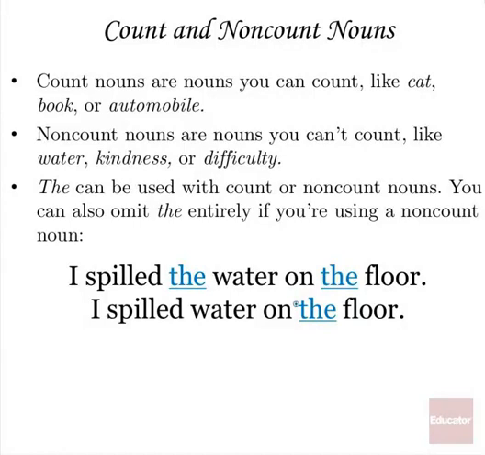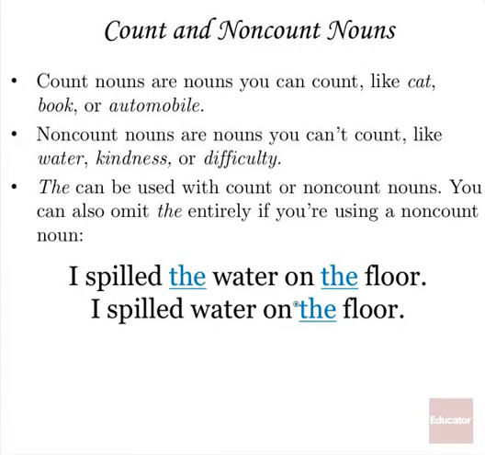All right, count and non-count nouns. Do you use the for those or not? Well, first of all, what are count and non-count nouns? Count nouns are nouns you can count, like cat, book, or automobile. One cat, two cats, three cats. It's a count noun. You can make it plural. Non-count nouns are nouns that you can't count, like water, kindness, or difficulty. You don't say one water, two waters, unless you're actually talking about bottles of water, in which case it's an idiom and a separate issue.